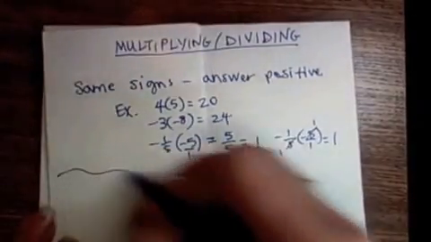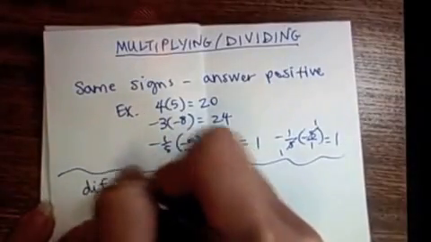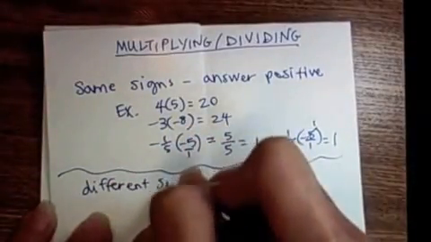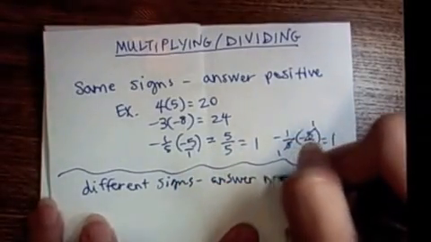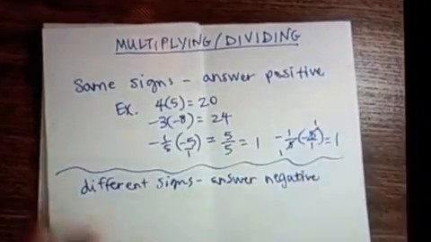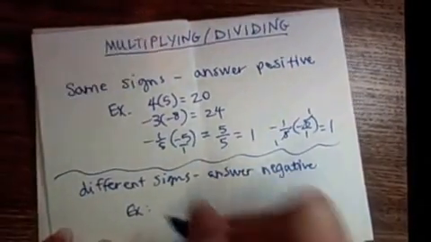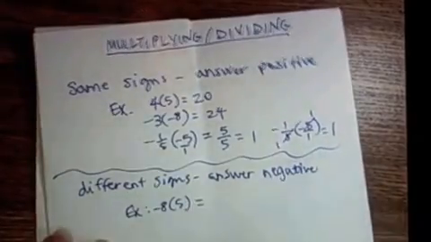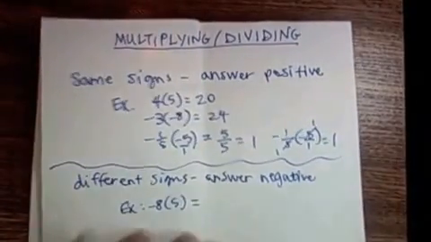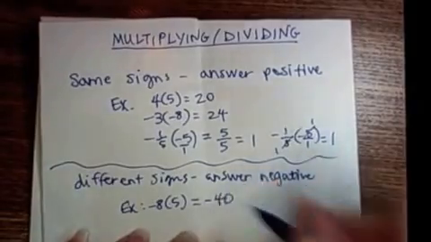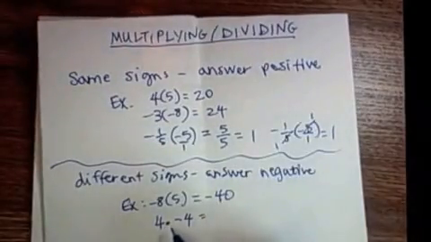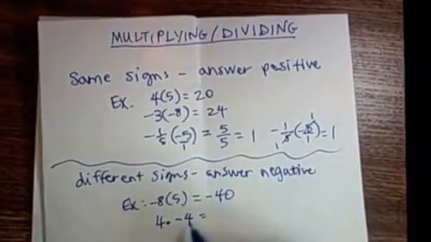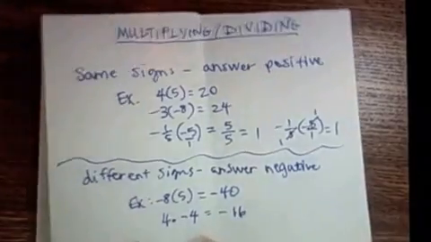All right, so then we also have what happens if you have different signs. Your answer is negative. Now this is only with multiplying and dividing. Got to keep your rules straight. So an example of that would be -8 times 5. Notice that they are different signs. So you're going to have an answer of a negative. So this would be -40. Or what if we did 4 times -4? Remember that a dot in between two numbers means multiply. So this would be 4 times -4. This would be a -16 because we had different signs. Now that's your integer rule book. You're going to keep this with you.